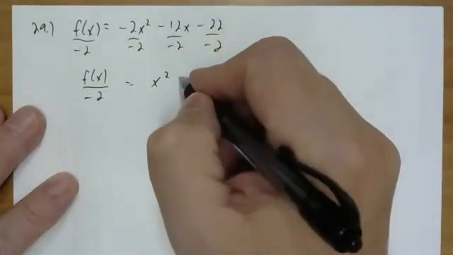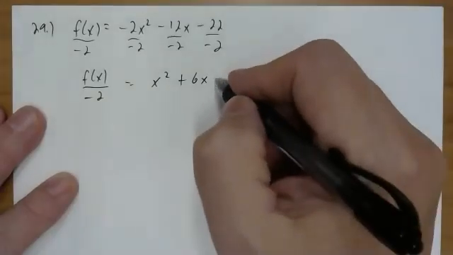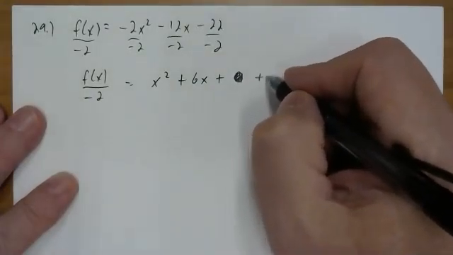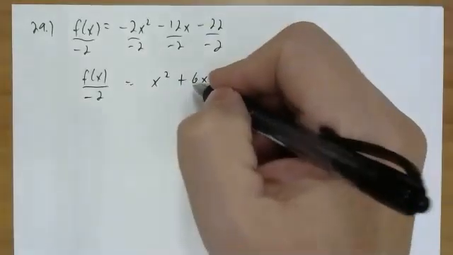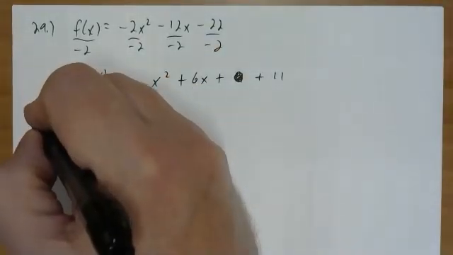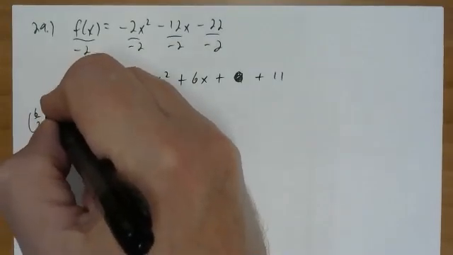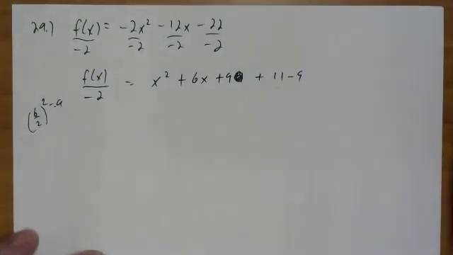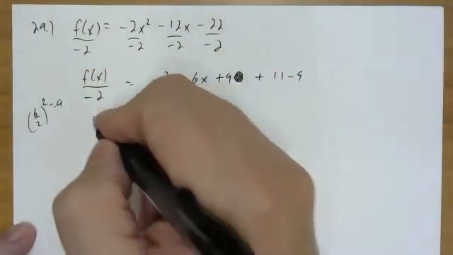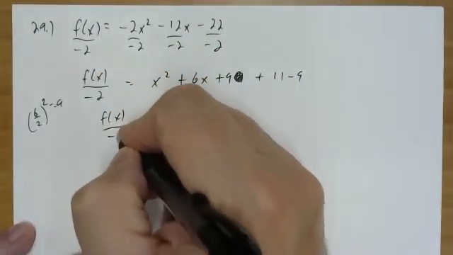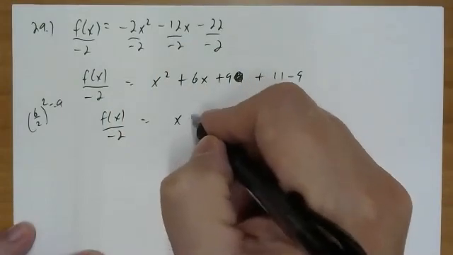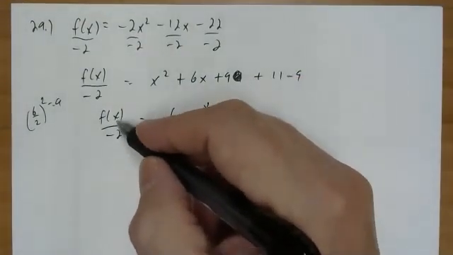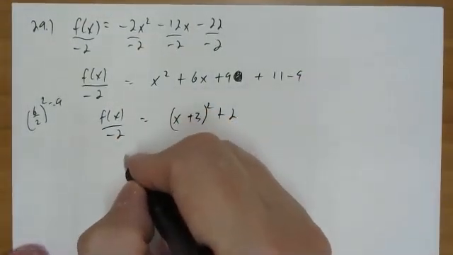So I have x squared plus 6x plus 11. Actually, let me leave some room. So now my special calculation for completing the square is 6 divided by 2, which is 3 squared, which is 9. So I'm going to add 9 here. I'm going to subtract 9 here. So then I factor this, x plus 3 squared plus 2. But now I got to multiply both sides by -2.